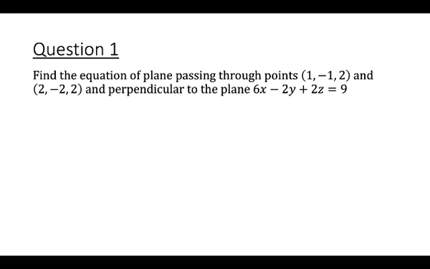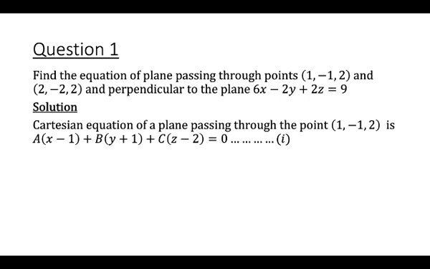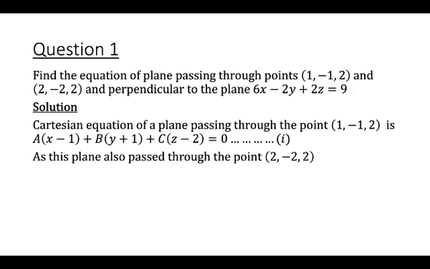Question number 1. Find the equation of plane passing through points (1, -1, 2) and (2, -2, 2) and perpendicular to the plane 6x minus 2y plus 2z equal to 9. Here equation of a plane passing through point (1, -1, 2) is a into (x minus 1) plus b into (y plus 1) plus c into (z minus 2) equal to 0. Let it is equation number 1.